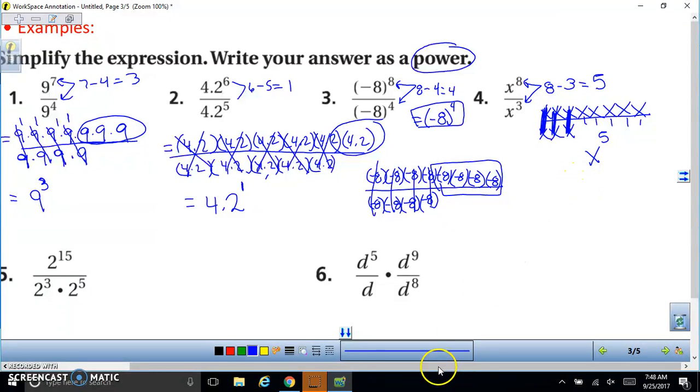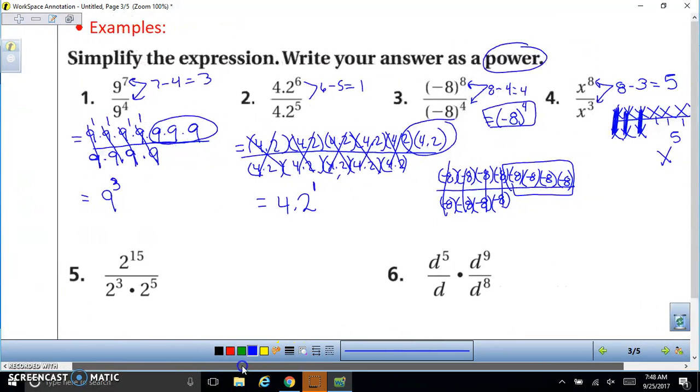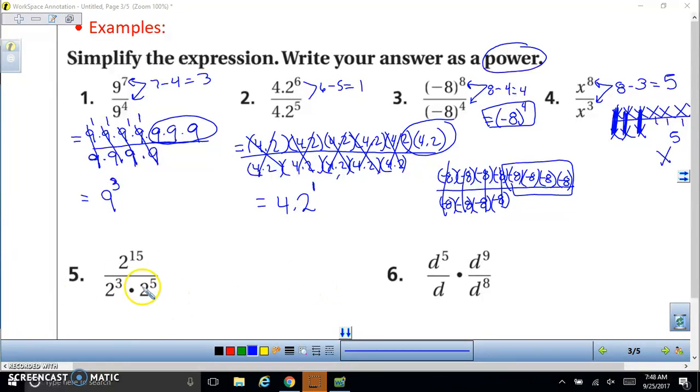All right, let's bump this up a notch and look at two-step ones. Last week we talked about what to do when we have two powers that have the same base and are multiplied. This is our product of powers. We're going to add our exponents first. We're going to work with our denominator first. When we add our exponents, 3 plus 5 is 8, so we'll have 2 to the 8th over 2 to the 15th.